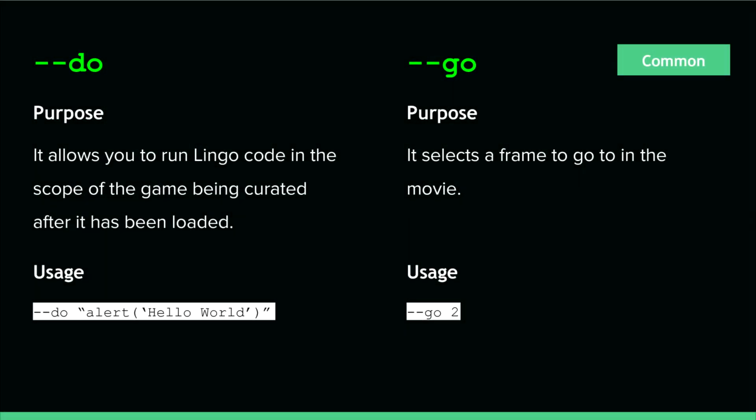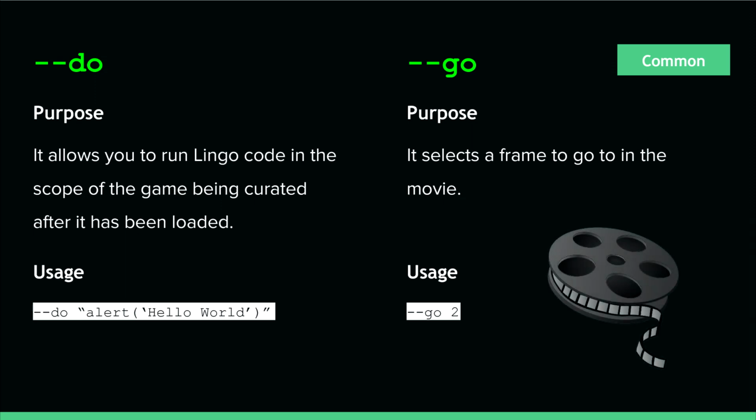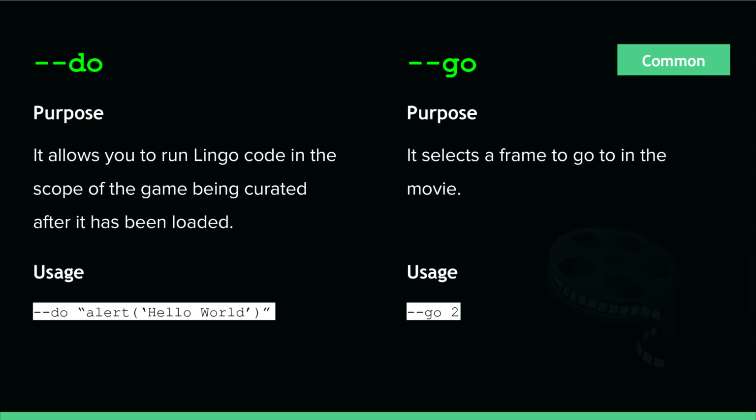--go simply selects a frame to go to in the movie. To put it simply, like Flash, Shockwave games use the concept of frames in a movie to represent different points in the game. If not set, the default is to start at the beginning.